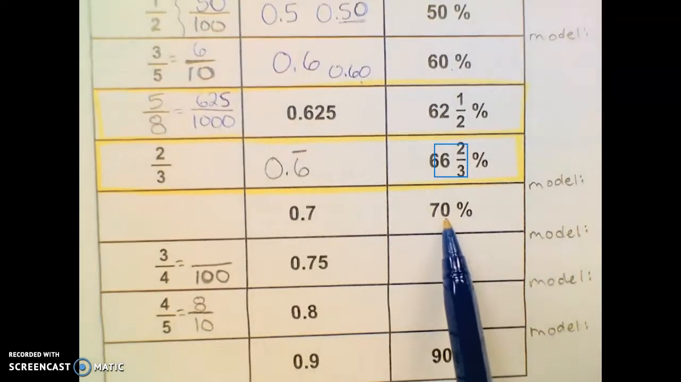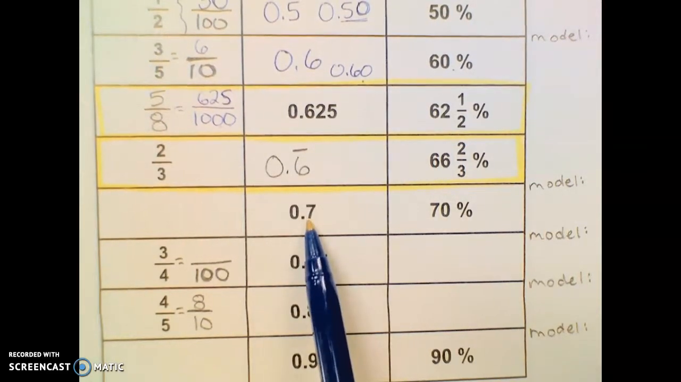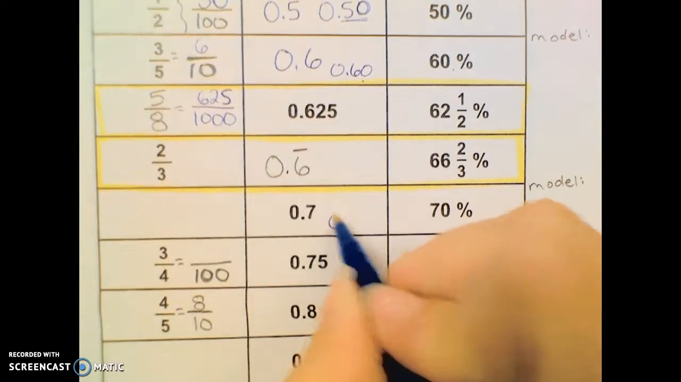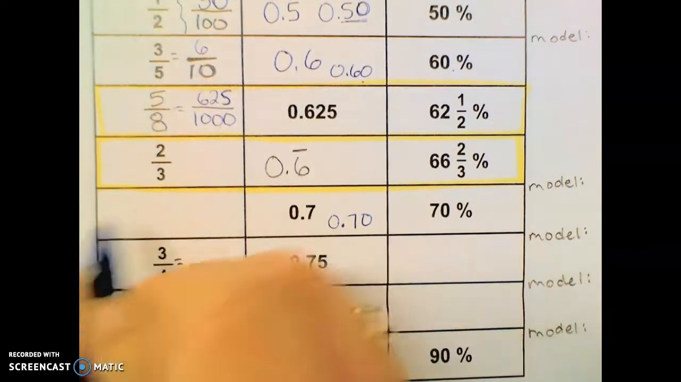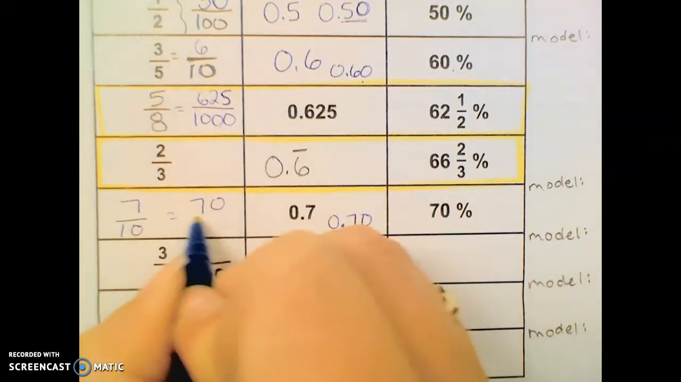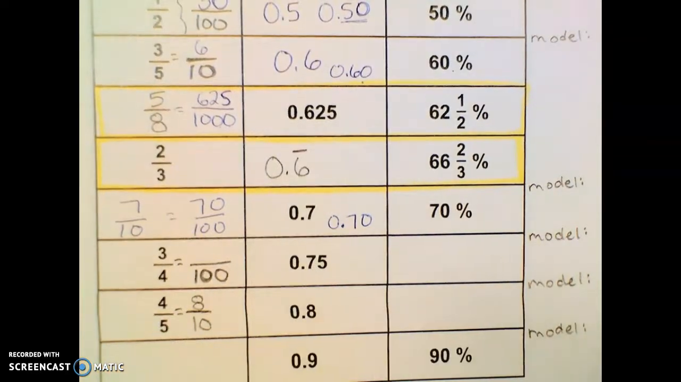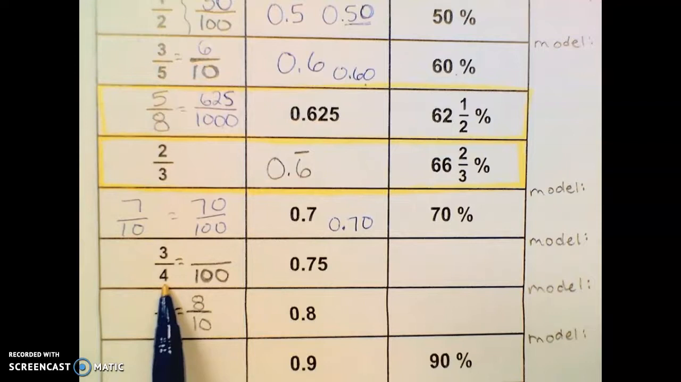Here we have 70%, so I know that's 70 out of 100. 70 out of 100 could simplify to 7 tenths, but it could also be 70 hundredths. And then my fractions over here would be 7 tenths or 70 hundredths, either way. 3/4 is another really common benchmark that we need.